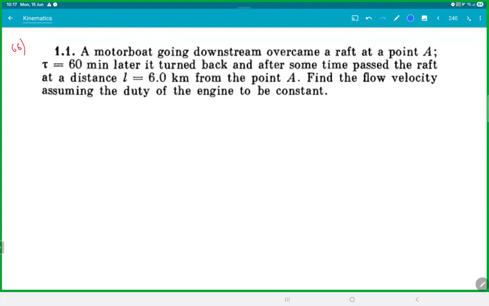Okay, let's see. First, let's see the story. So the motorboat is going downstream and overcame a raft at point A. So there is a raft. What is a raft? Some wooden piece or something. Okay, so this was point A. The raft is simply a wooden piece.